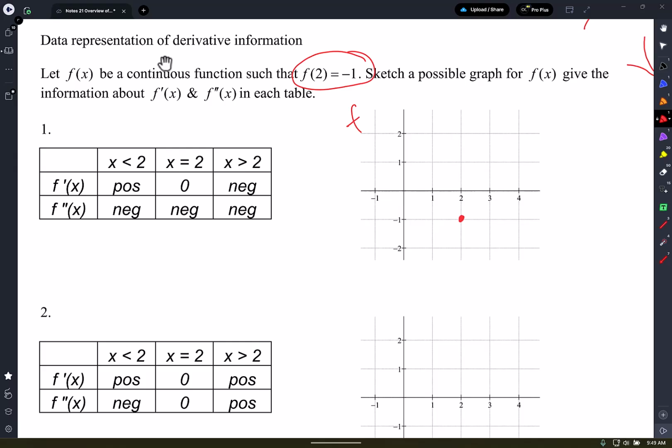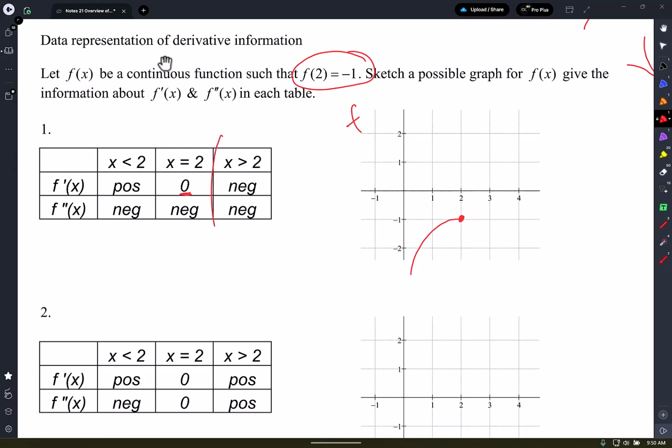For x less than 2, it says that f prime is positive and f double prime is negative. So if f prime is positive, tell me what's happening to f. Increasing. What does it mean for f double prime to be negative? Concave down. So draw an increasing concave down curve leading up to that point. Notice right at 2 that the derivative is 0, so I should have a horizontal tangent, and I do.